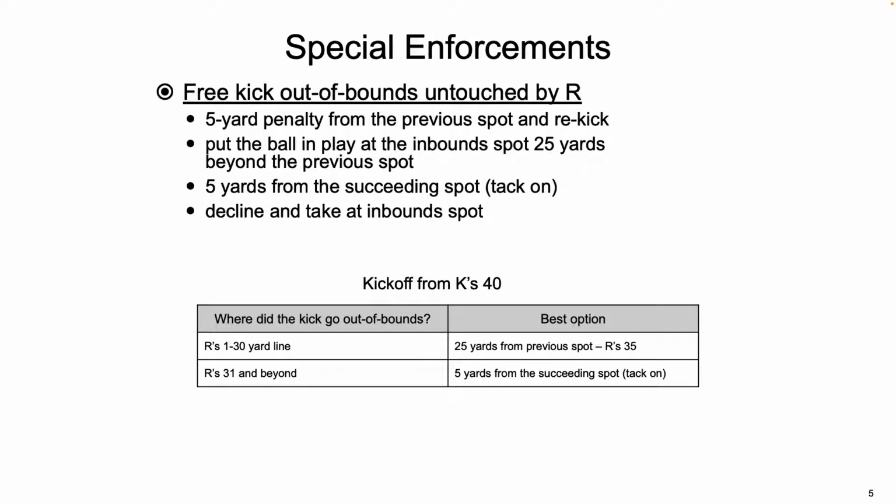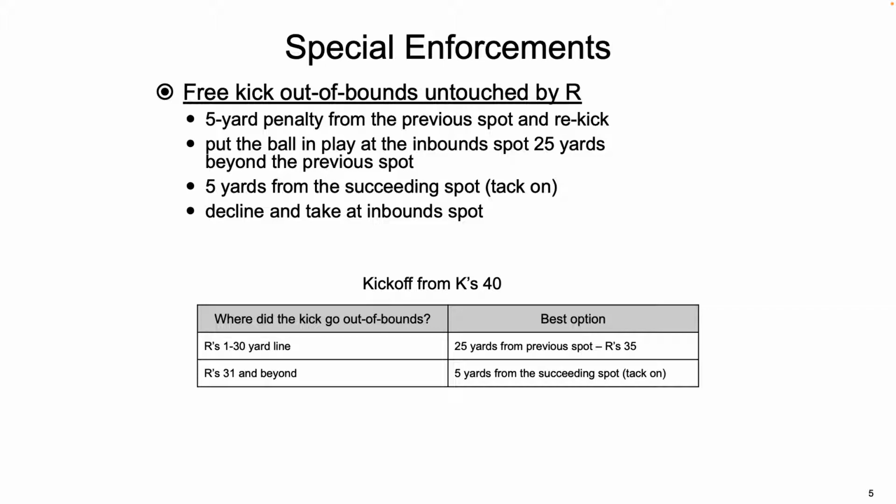So if we look at a simple little table, if you can keep this in your mind, this will basically make it easy, right? If the ball goes out of bounds from essentially the goal line to the 30-yard line, their best choice is to take it 25 yards from the previous spot, or ours 35. If it goes out of bounds from the 31 and beyond, so 31 all the way to K's kick line and beyond, their best choice is the tack-on enforcement, which is 5 yards from the succeeding spot.